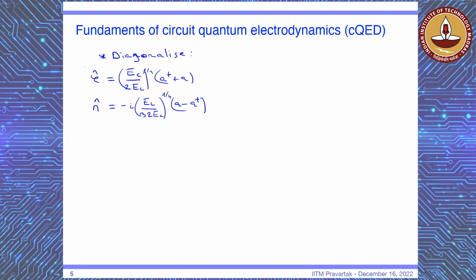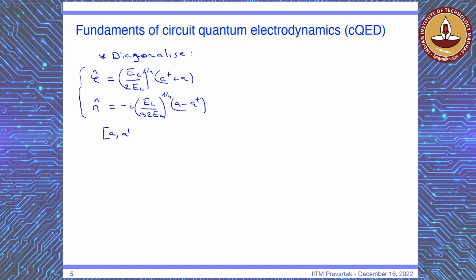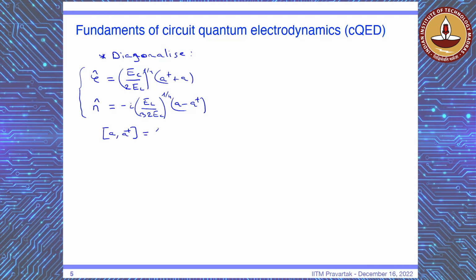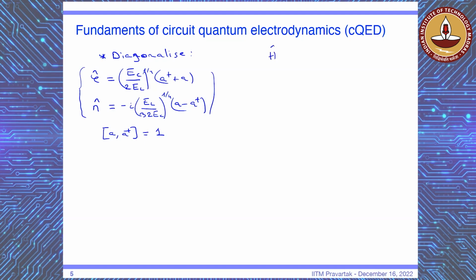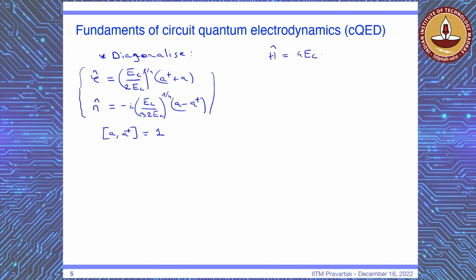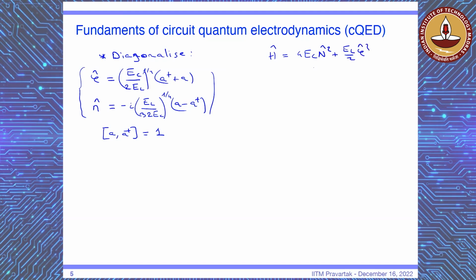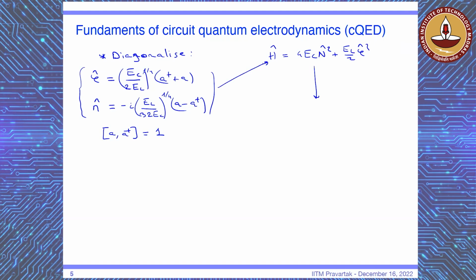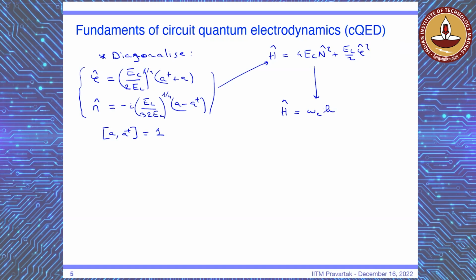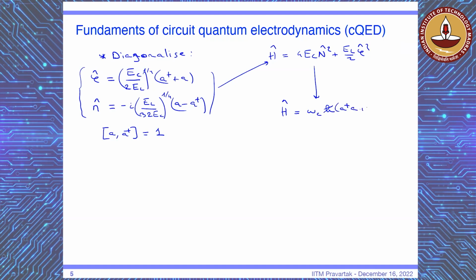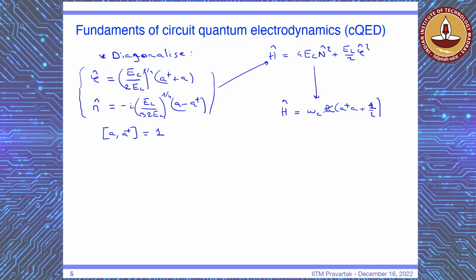So if you define these operators A and A dagger in this way, first thing is you can show that A and A dagger have this commutation relation: the commutator of A and A dagger equals 1. Now you can use that. If you just plug this into your Hamiltonian, plus EL over 2 phi squared, you'll see that you diagonalize your Hamiltonian as h bar omega times (A dagger A plus 1/2).